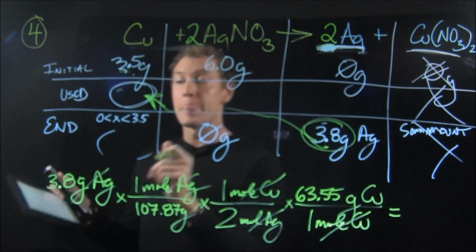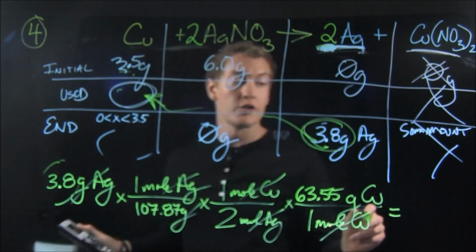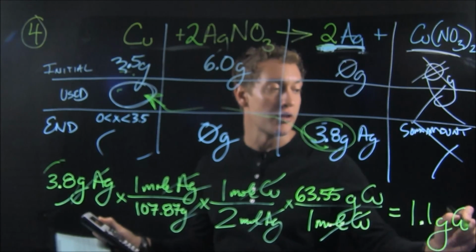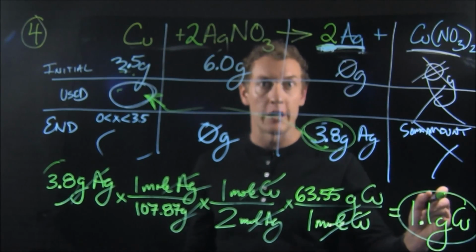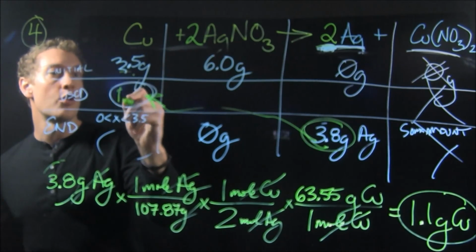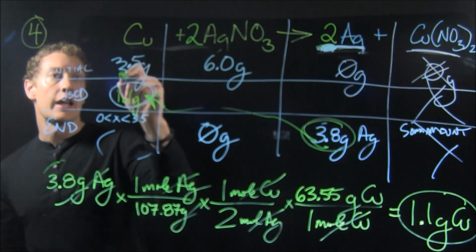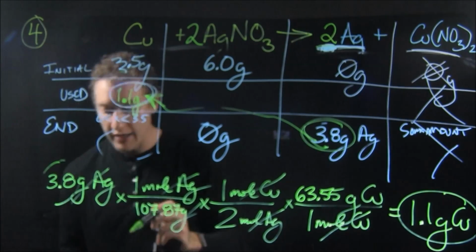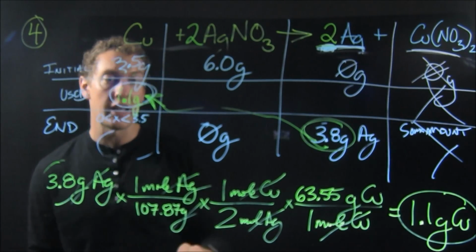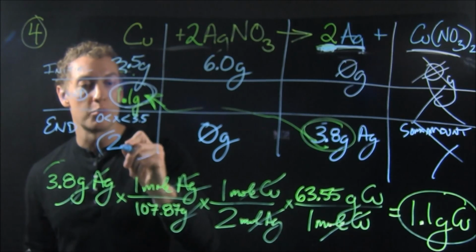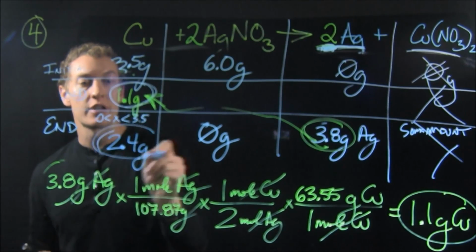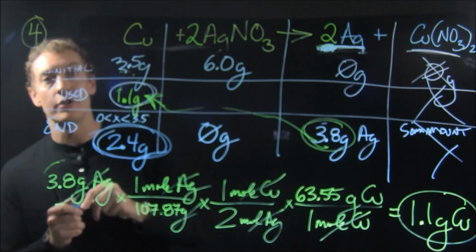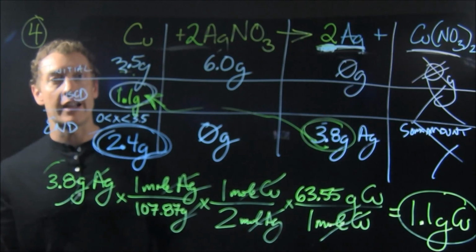1.193563 and so on. 2 sig figs, I'm going to round my answer to 2 significant figures. So that's going to leave us at 1.1 grams of copper. 1.1 grams of copper comes up here, 1.1 grams, and then at the end, 3.5 minus 1.1. I don't even need the calculator. It's going to be 2.4 grams. So at the conclusion of this, I would have 2.4 grams of copper remaining, and that was my excess reactant.